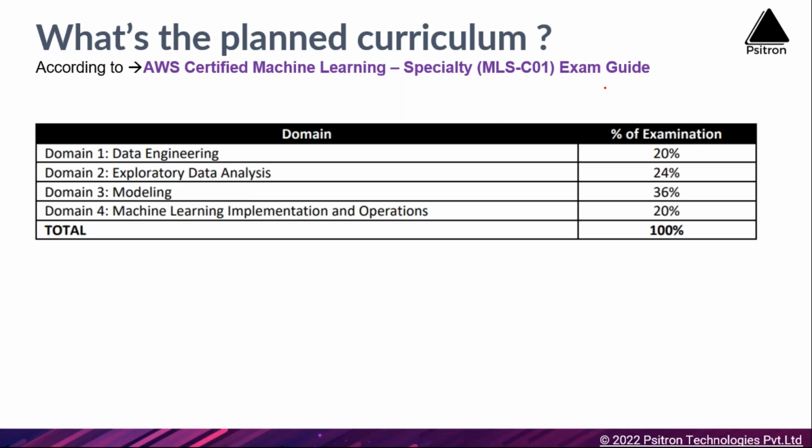So how is the certification curriculum planned? These are the four important domains and their weightage in this course: data engineering, 20%; exploratory data analysis, 24%; modeling, 36%; machine learning implementation and operations, 20%. As I'm saying, this certification program is not just about data science. It's not just about bringing the data and training a model. No, it's about data engineering, data analysis, modeling, and deployment and operations, building up pipelines, all this stuff.